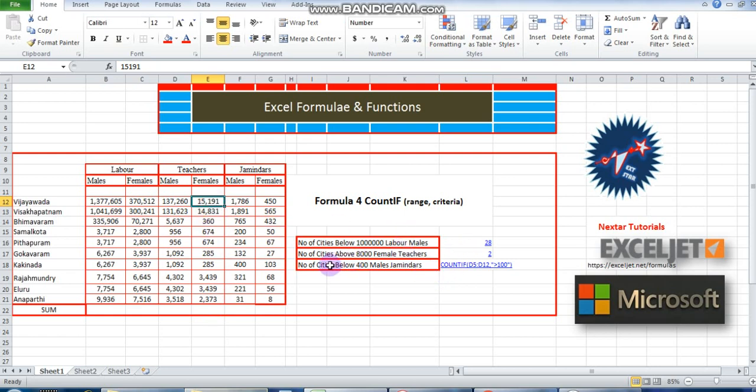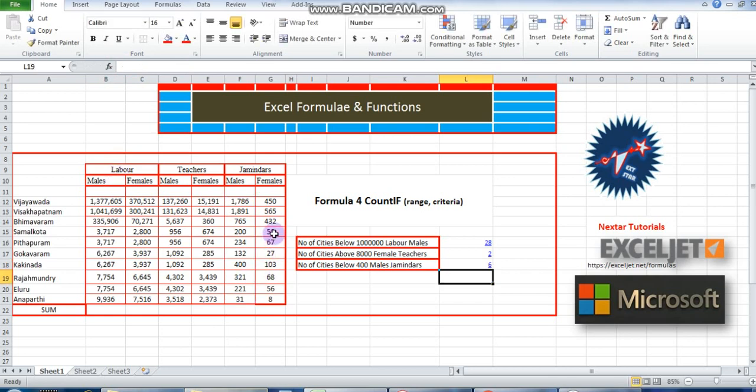Now we will see the number of cities below 400 male jamindars. What is the jamindar male section? So we have to calculate F. This is the jamindars male section, and modify the formula with respect to it. So F12 to F21, and you will see what our criteria is: below 400. So for below 400 you should say like this, less than 400, and put the equal to sign to activate the formula.